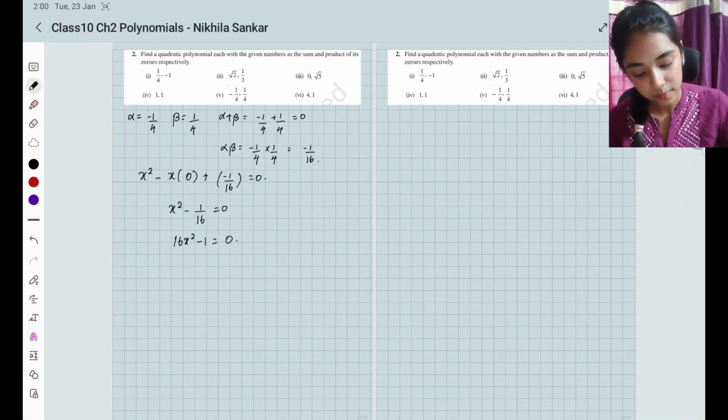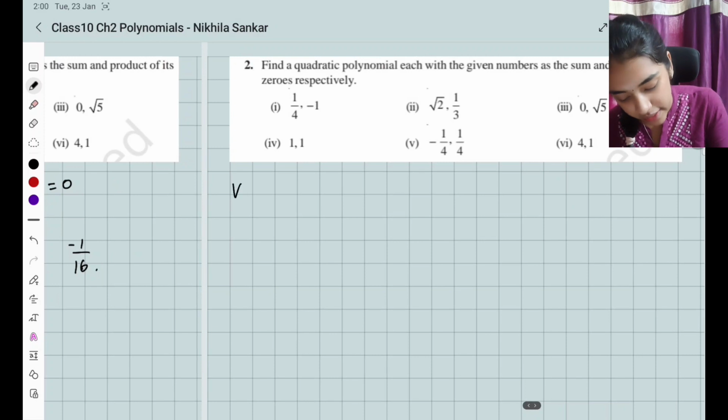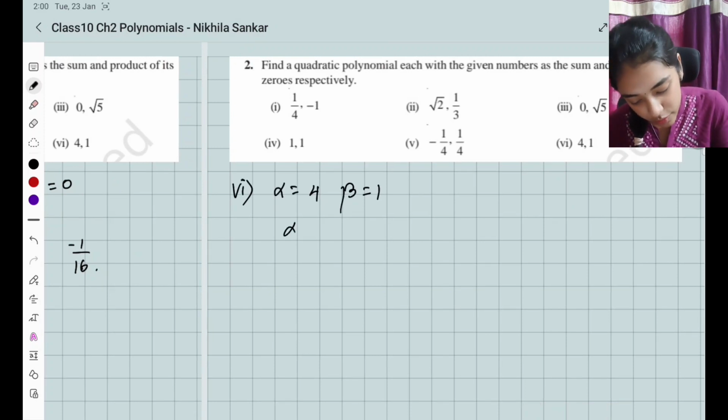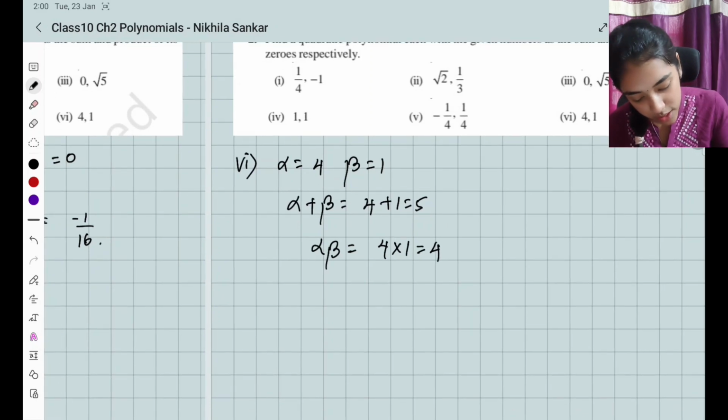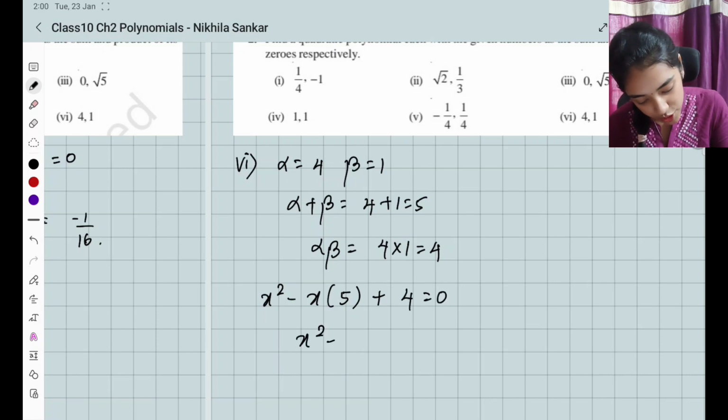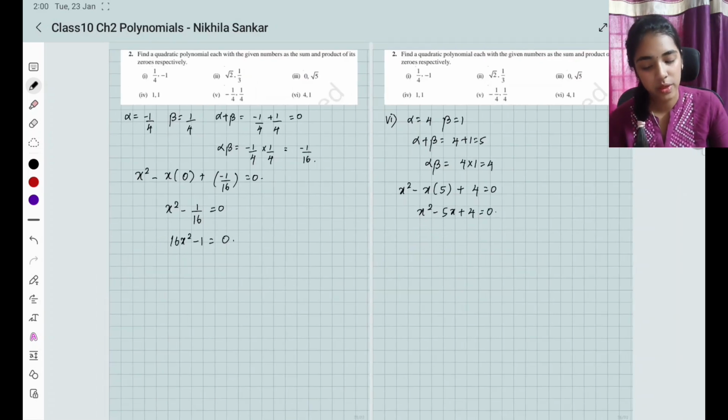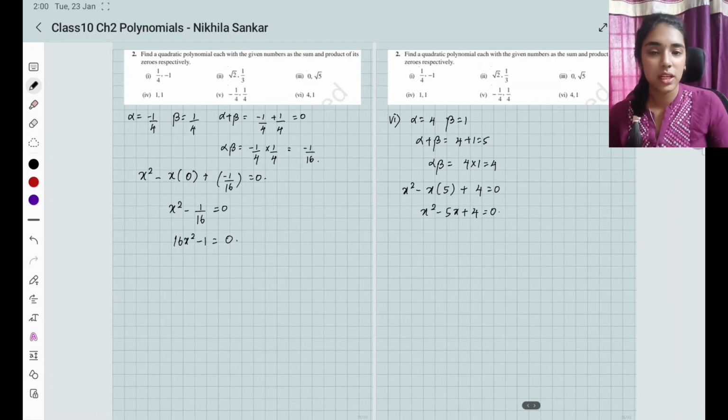Okay. Next, last question. We have the 6th subsection. Alpha equals 4, beta equals 1. So we have alpha plus beta equals 4 plus 1, which is 5, and alpha beta equals 4 into 1, which is 4. So what is the equation? x square minus x into (alpha plus beta) plus alpha beta equals 0. So the equation is x square minus 5x plus 4 equals 0. Okay. So with this we are done with this particular exercise.